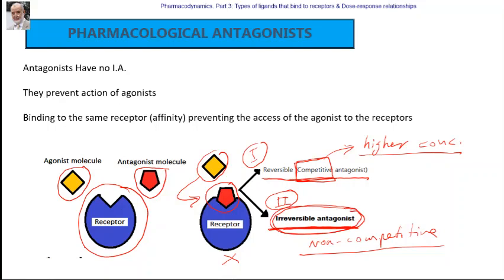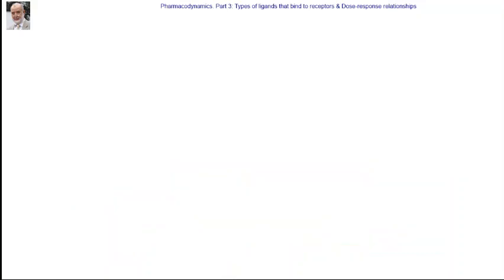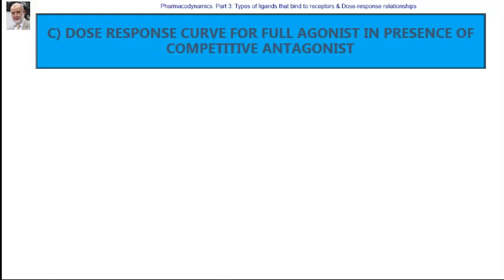So how will this type of antagonism affect the response to a full agonist? How will it change the dose response curve of a full agonist? That's what we are going to discuss in the next slides. So first, how will a competitive antagonism affect the dose response curve for a full agonist?